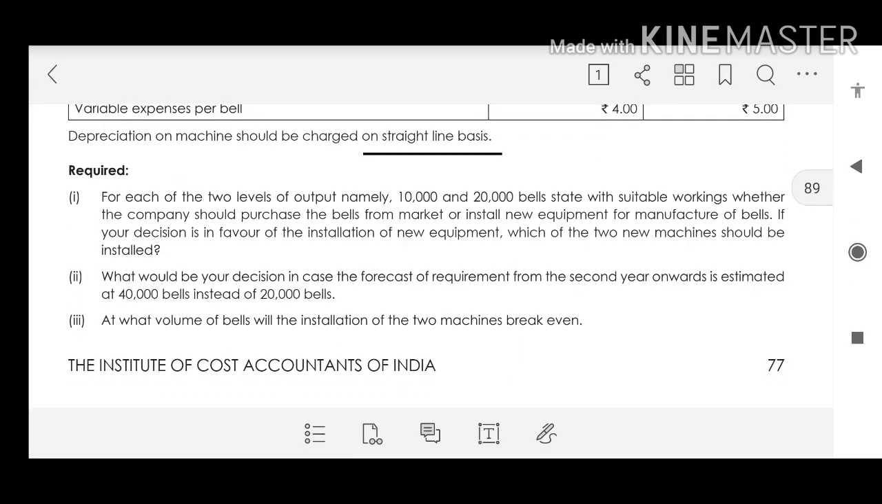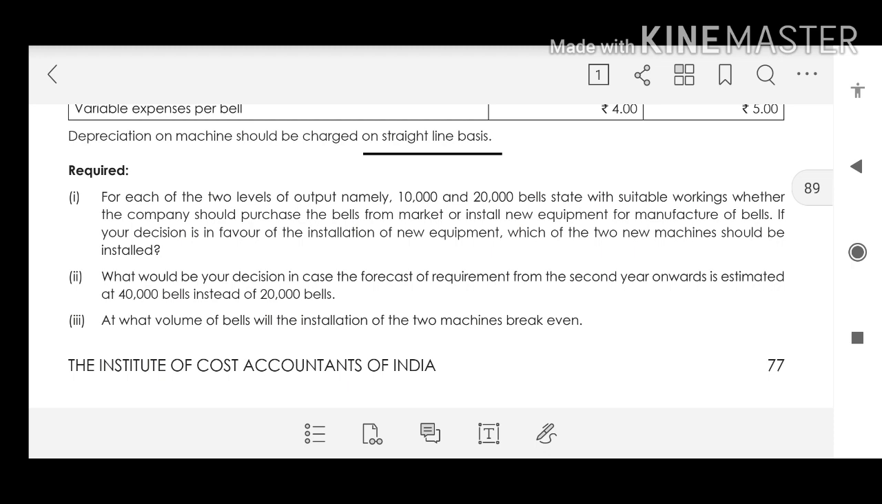Then the questions are: for each of the two levels of output, namely 10,000 and 20,000 bells, state with suitable workings whether the company should purchase the bells from the market or install new equipment for manufacture of bells. And if our decision is installation of new equipment, which machine should be installed.